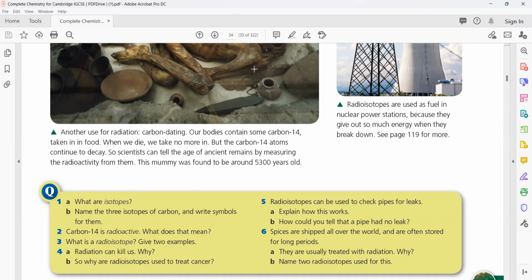Name the three isotopes of carbon. You know very well. Carbon 14 is radioactive. What does that mean? It can emit radiations. Thank you very much, Amro. I'm very happy when you reply to me. What are radioisotopes? Give two examples. Radiations can kill us. Why? You know very well, it can kill and damage the cells. Very good. Answer question B.